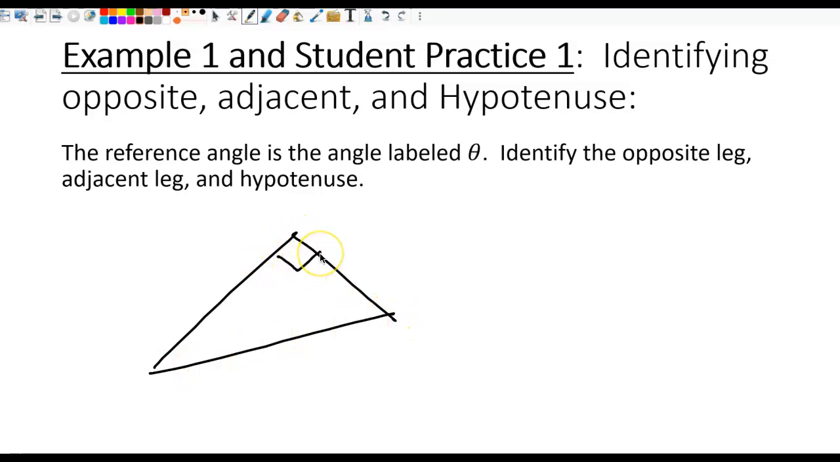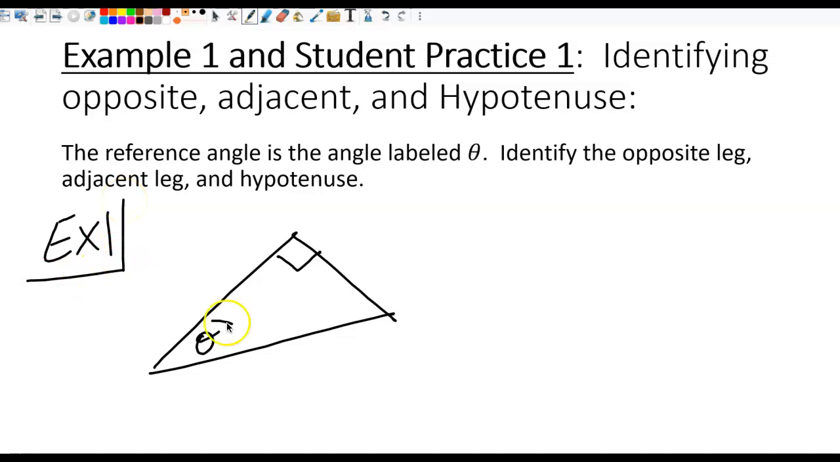I'll identify the right angle, but I'll also put a theta in there to identify which one is my reference angle. And from there, we need to identify our opposite, adjacent, and hypotenuse. Okay? So let's call this one here example 1. And I'll give you guys a student practice after it.